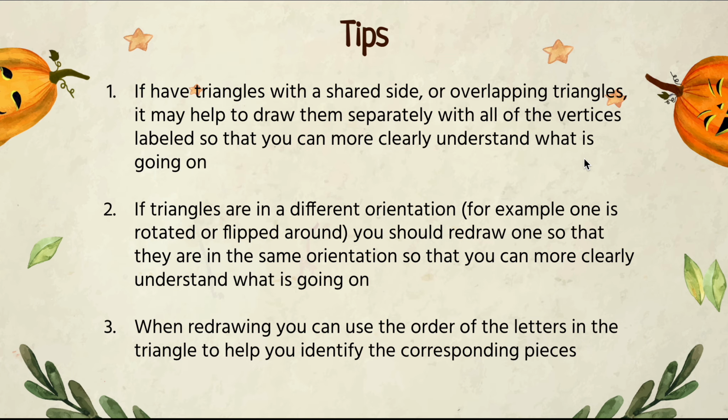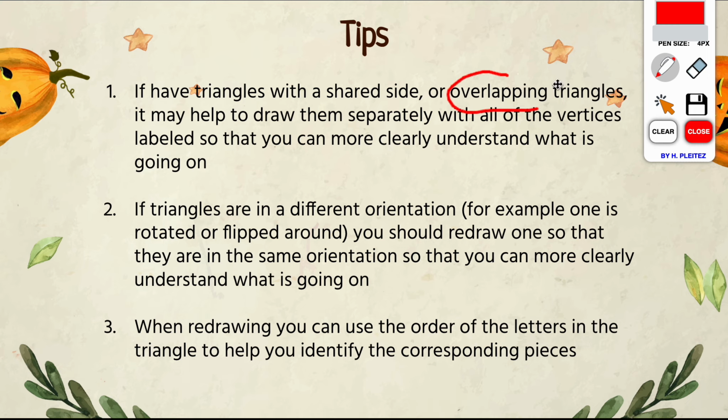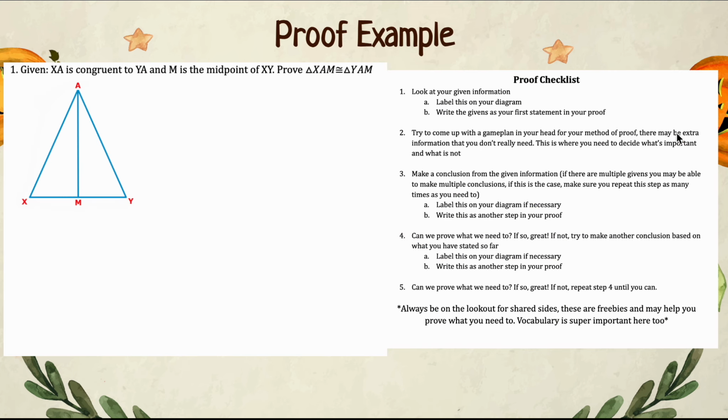So some general tips. Number one, if you have triangles with a shared side, or if you have overlapping triangles, it might help to separate those triangles, because when you separate them, you might more clearly see what's going on. Now, this is more the case if you have overlapping triangles. You guys will see an example where we have shared sides in a second, which is not so hard to see what's going on, but if your triangles are overlapping, like if they look like this, you might want to draw them separately and relabel so you can see what's happening there. Number two, if triangles are in a different orientation, for example, one is rotated or flipped around, you should redraw them so that they're in the same orientation. And number three, when redrawing diagrams, you can use the order of the letters in the triangle to help identify the corresponding pieces. So we'll go through two examples together today.